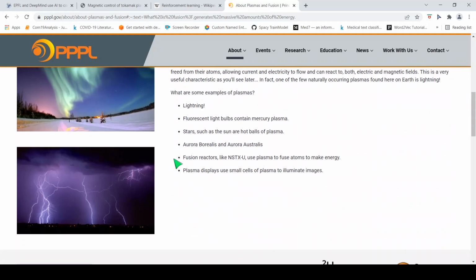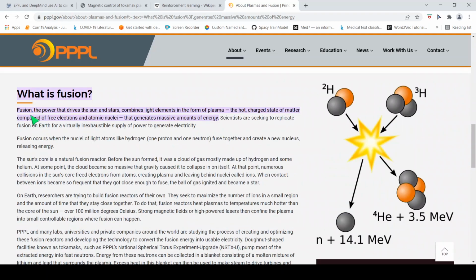Okay, now what is nuclear fusion? Fusion is the power that drives the sun and stars. In this process, it combines light elements in the form of plasma, the hot charged state of matter composed of free electrons and atomic nuclei, that generates massive amounts of energy. Scientists are seeking to replicate fusion on Earth for a virtually inexhaustible supply of power to generate electricity.